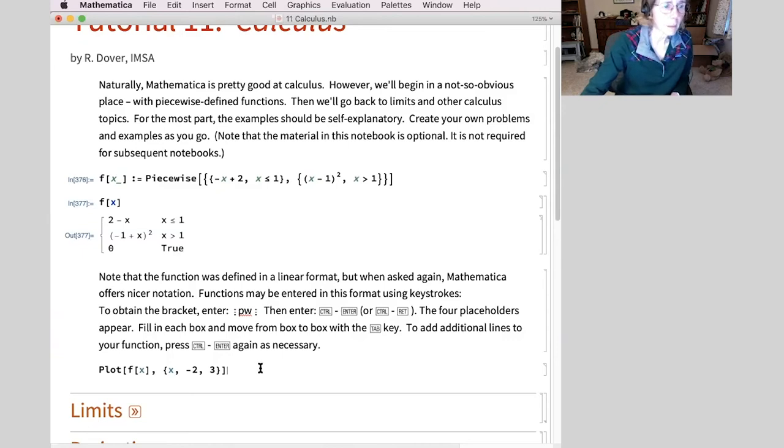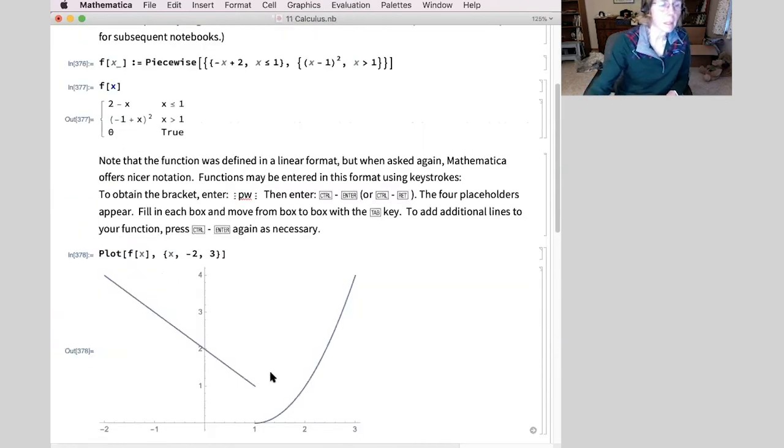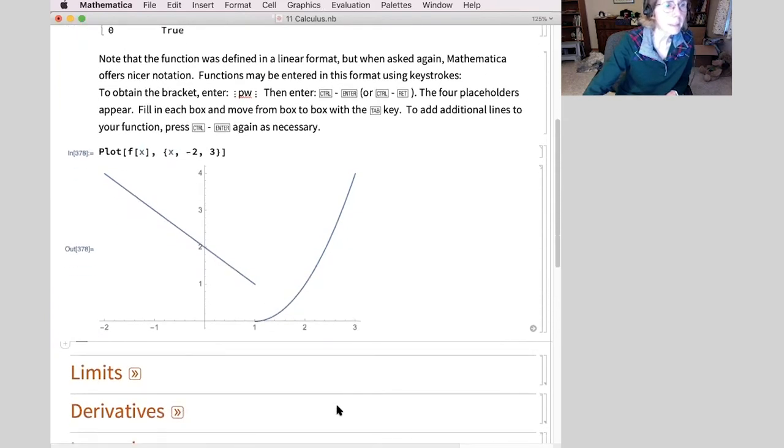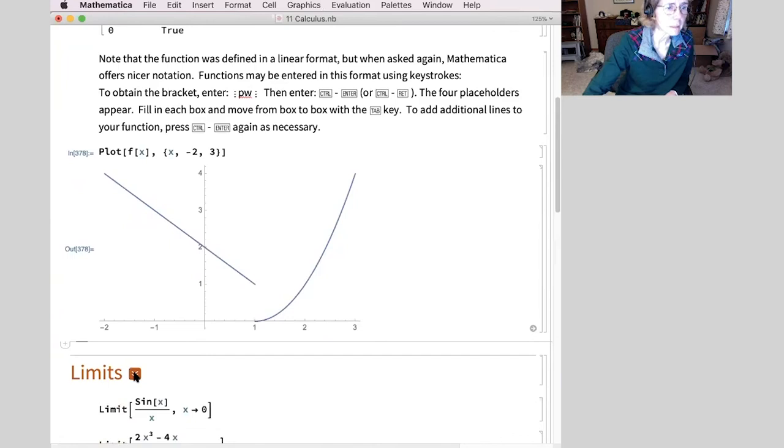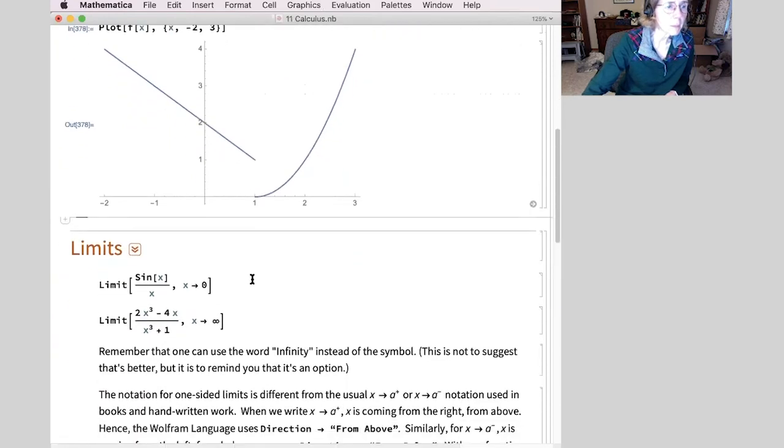All right, now let's look at a graph of this. It's very nice. It does not put a connector in here, which of course is not supposed to be there, but you also don't see which side the equality is on. All right, let's come down and look at limits. All right, couple examples here.